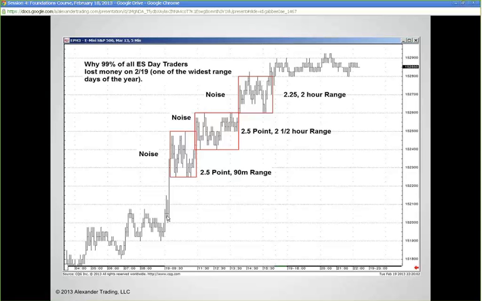And then you will understand that you can have a strongly directional day, but most of it is going to be noise. This is a 2.5-point range. It lasts 90 minutes. This is a 2.5-point range, 2.5 hours. A 2.25-point range, 2 hours. And you were here. Remember, I've said many, many times, I'll say it many, many more times, your primary job as a trader is to do nothing.